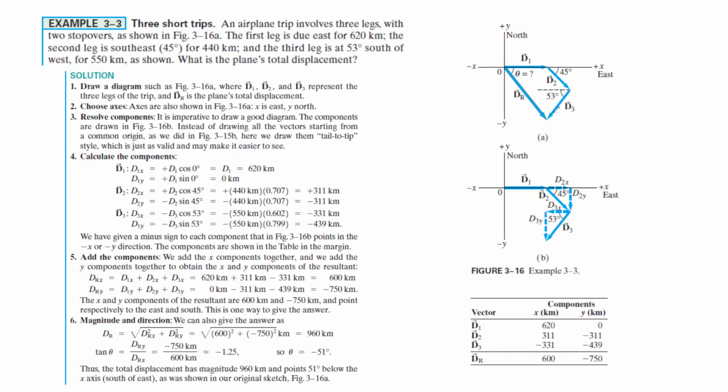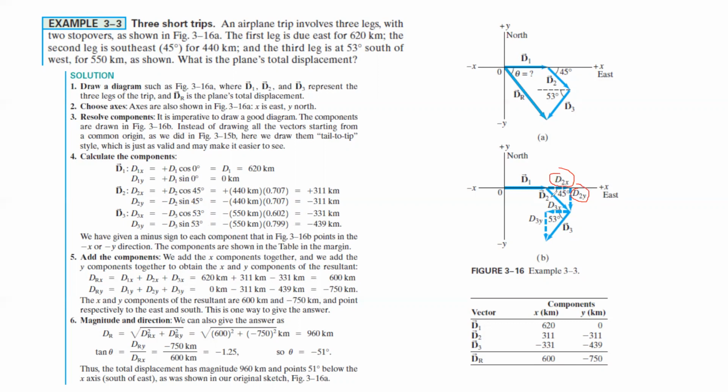And then choose axes. Axes are shown in figure 3-16a. So we have the x and the y. And then resolve components. It is imperative to draw a good diagram. The components are drawn in this figure, okay, here. Because D1 is along the x-axis, there's no y component, so only D1 has an x component. And D2 has both the x component, D2x, and we have D2y here.